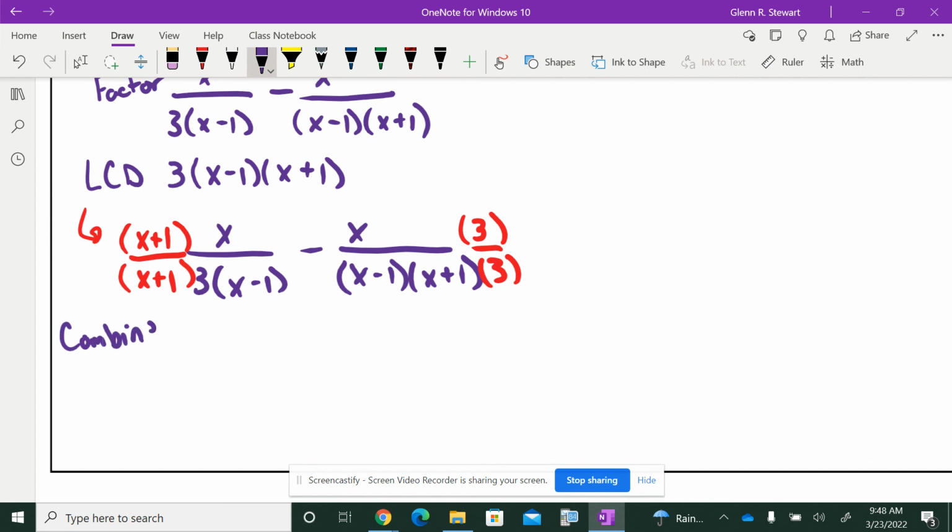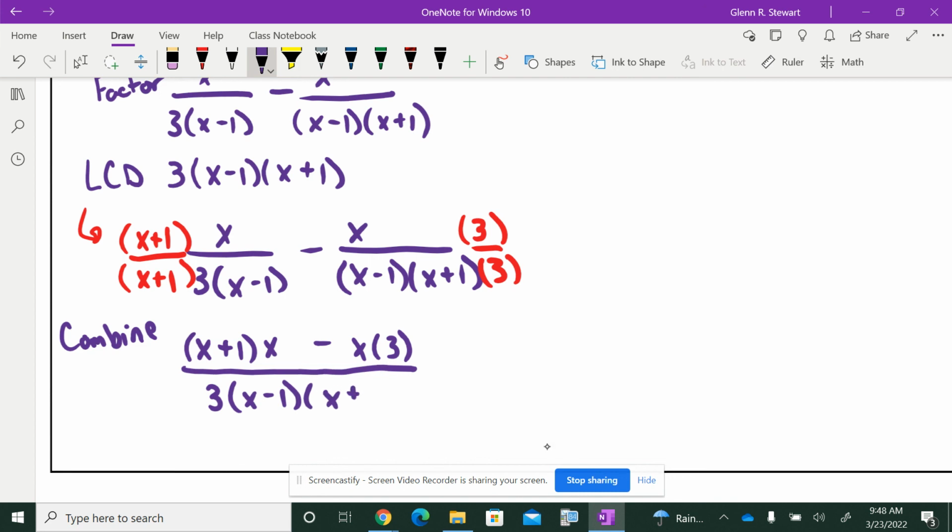So now let's combine. I've got x plus 1 times x minus x times 3. I'm just going to write it as is. I'll rearrange stuff in a minute. And then down here, I'm just writing my LCD. You can write this in any way if you want to. Usually the 3 goes out front just because it's just a single number. But the x plus 1 or x minus 1 are definitely interchangeable.